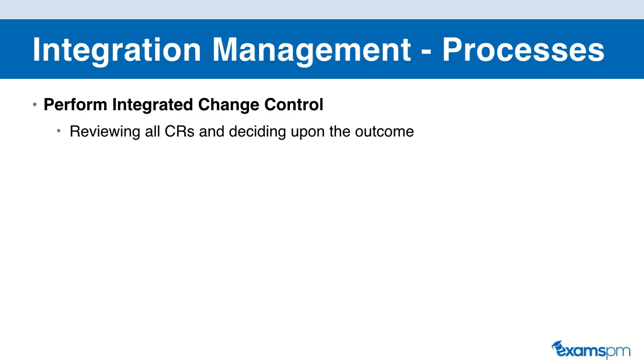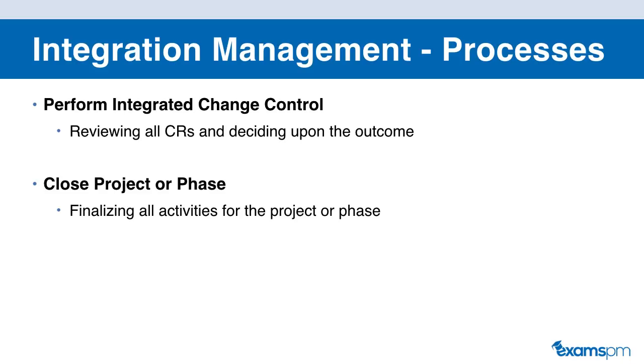Perform integrated change control is our next process in this knowledge area. This process is all about reviewing the change requests that come up throughout the project and deciding upon the outcome of these change requests. So we can decide whether we approve the change request or not. We can also decide whether or not just to put this change request on hold and review it at a later date because it might not be relevant right now.